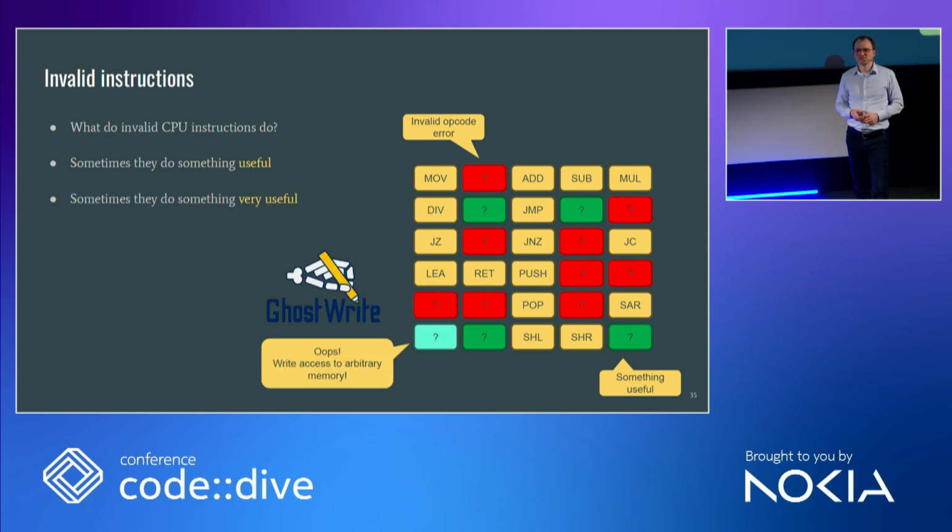And earlier this year, researchers have found in some RISC-V processors some very interesting invalid instructions that were giving read-write access to arbitrary memory, all of the physical memory accessible to the CPU. So that's basically a game over, right? You can do anything with that. So that happens too.